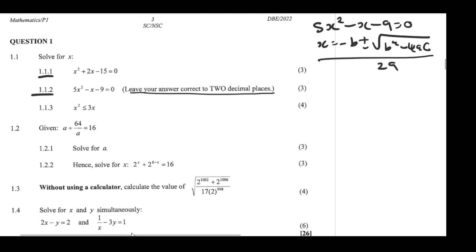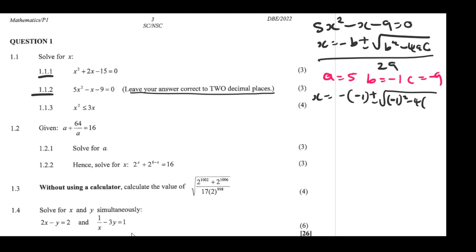What is your a value? My a value is 5. What is my b? b is minus 1. c is minus 9. So you substitute that into your equation. x equals minus, my b is minus 1, plus or minus the root of b squared, so it's minus 1 all squared, minus 4, my a value is 5, my c value is minus 9, and then divided by 2 into 5.